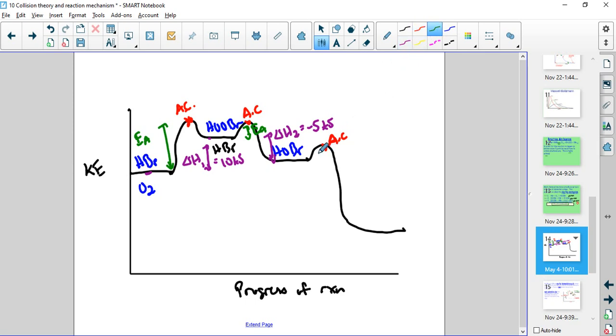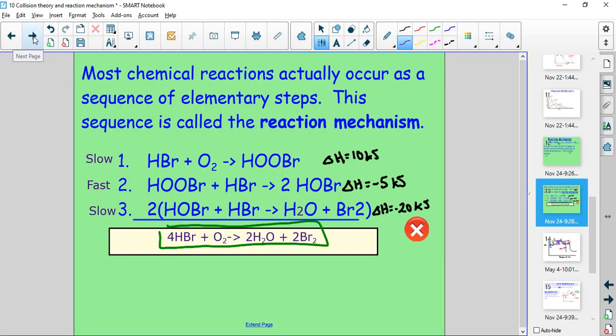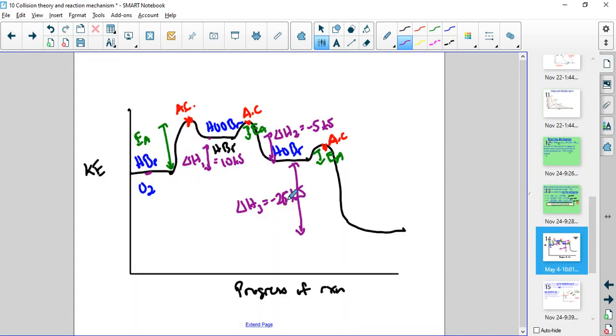Green for activation energy. So here was my activation energy. And this will be from here to the products. This will be enthalpy. Call that delta H3, which I believe was -25 kilojoules. Sorry, 20 kilojoules. Okay.